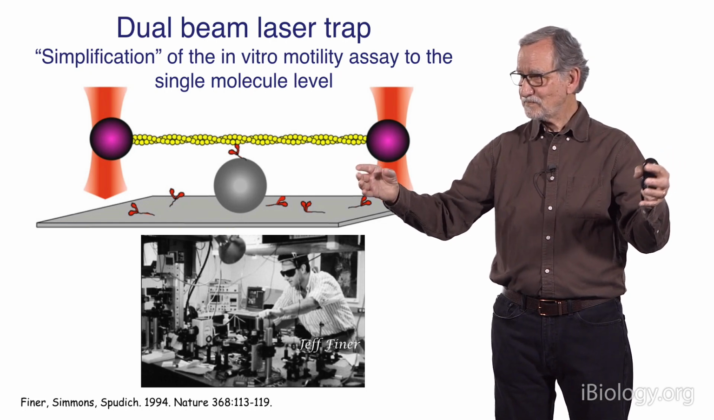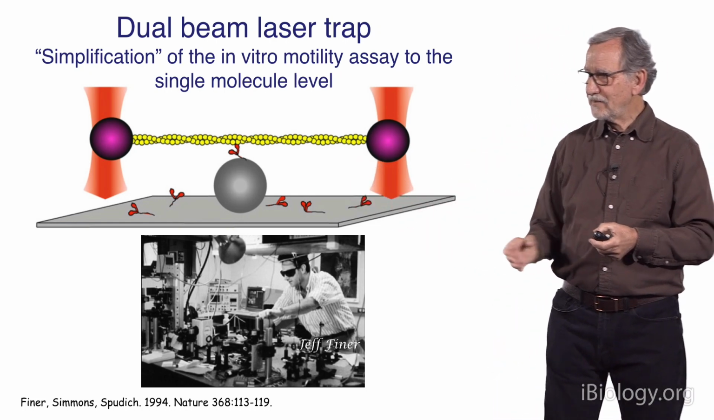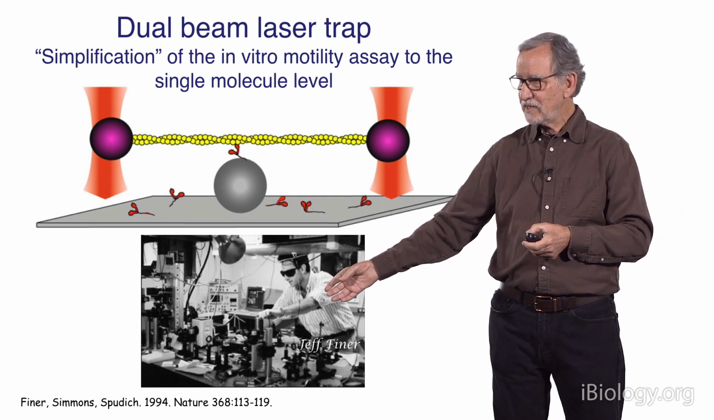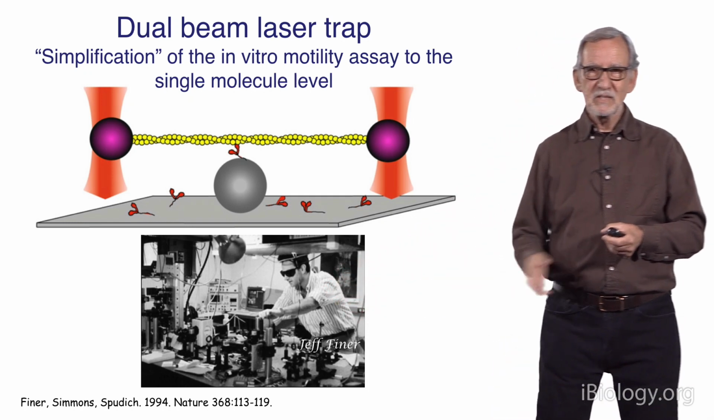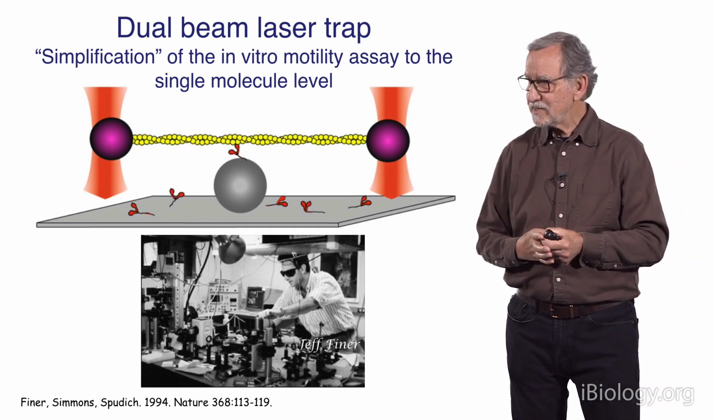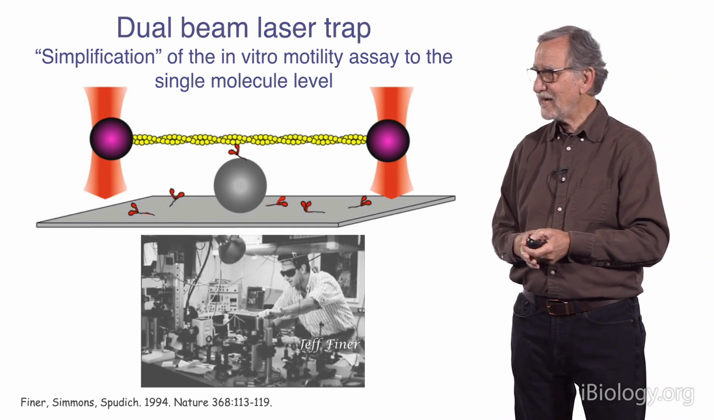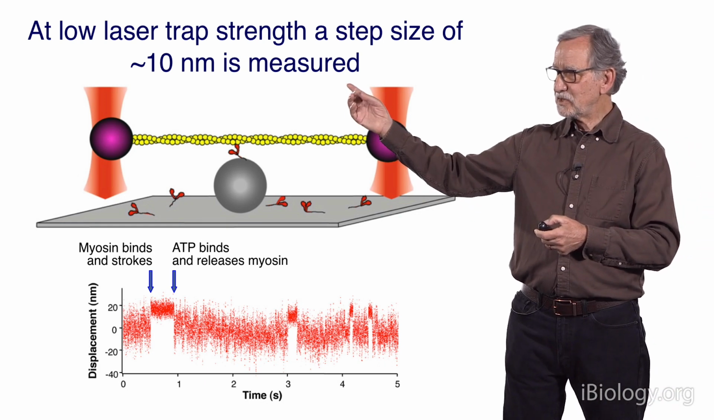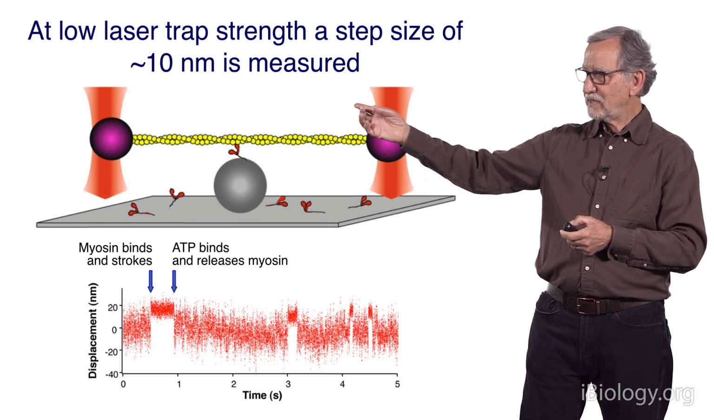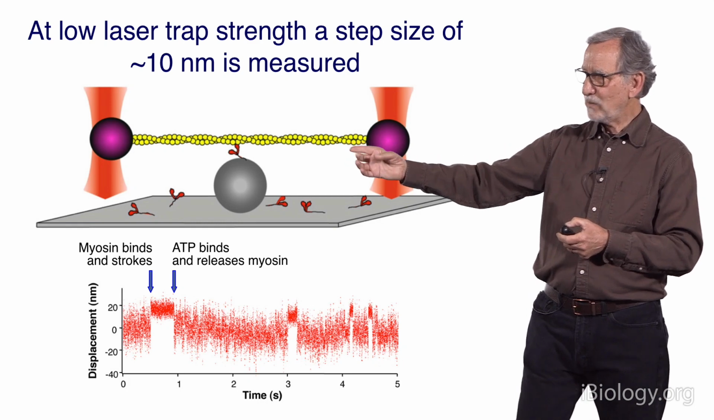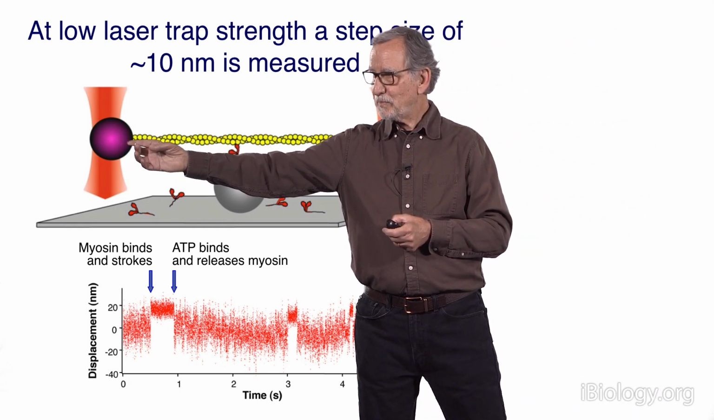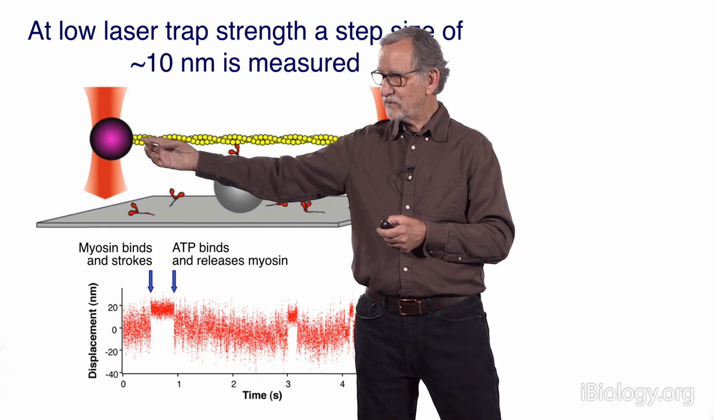recording what happens. And this was done by another MD PhD student, Jeff Feiner, together with Bob Simmons, who was in my lab on sabbatical at the time from England. And what they found was they could measure the displacement of the actin filament by watching the displacement of this bead as it was pulled on by the myosin molecule.